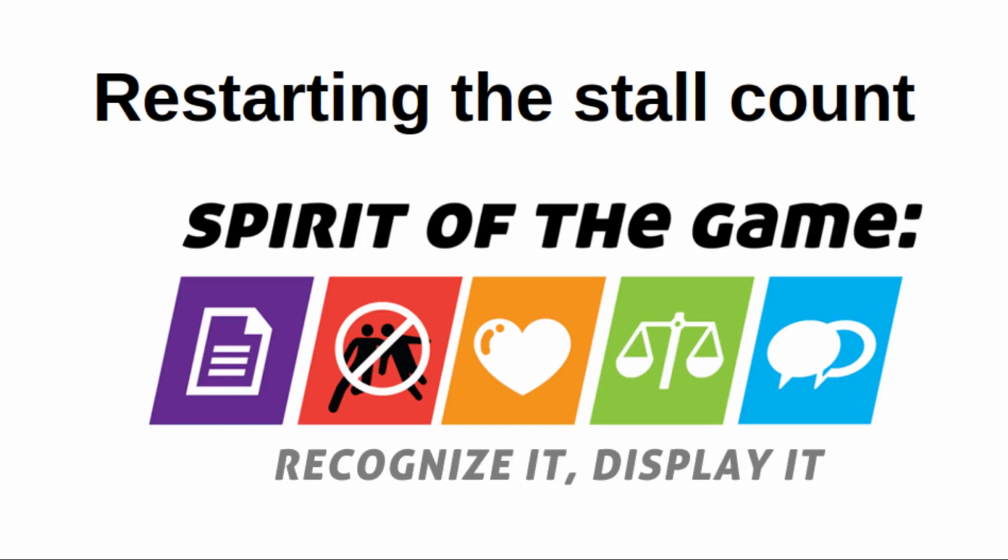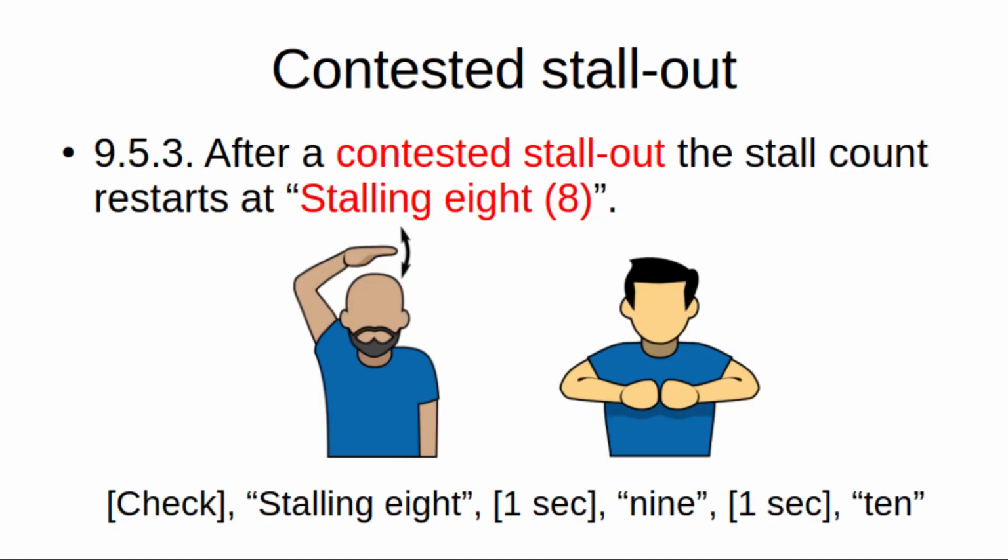Welcome everybody on this lesson on how to restart the stall count. So let's start with an easy case. If there is a contested stall out, you restart at stalling 8. So what you do is you do the check and then you say stalling 8, 9, 10.